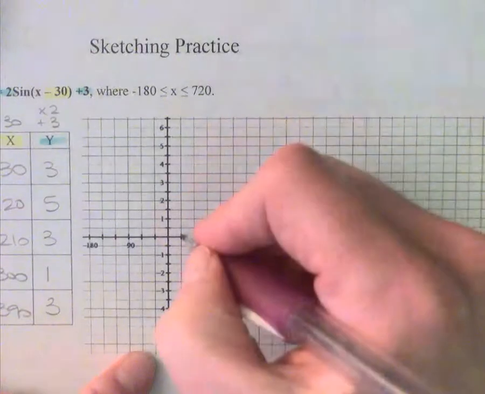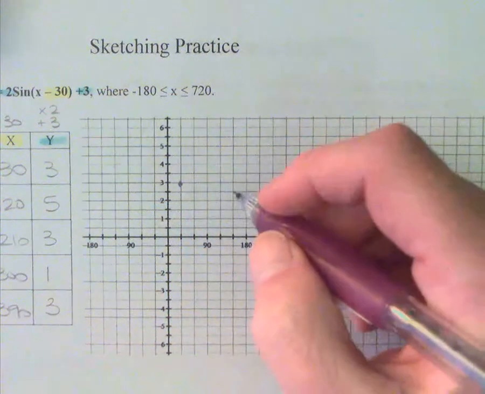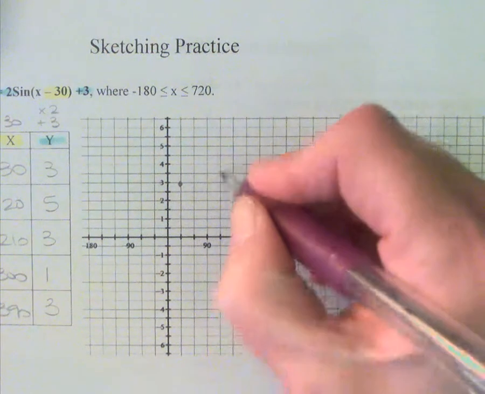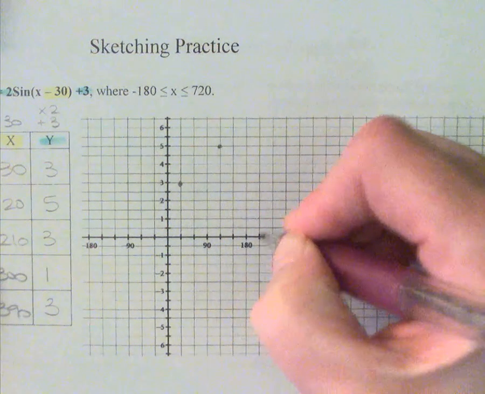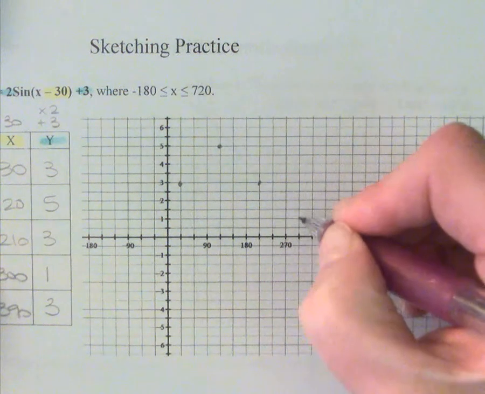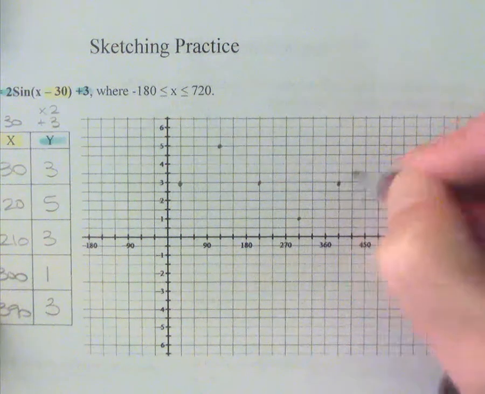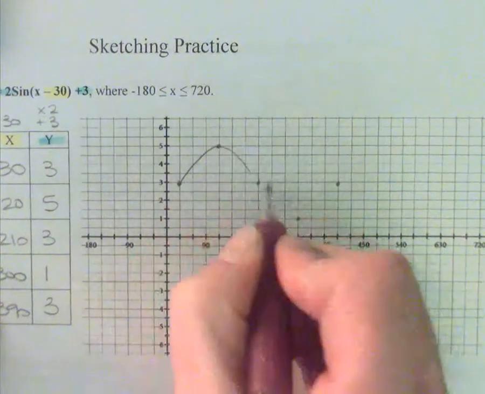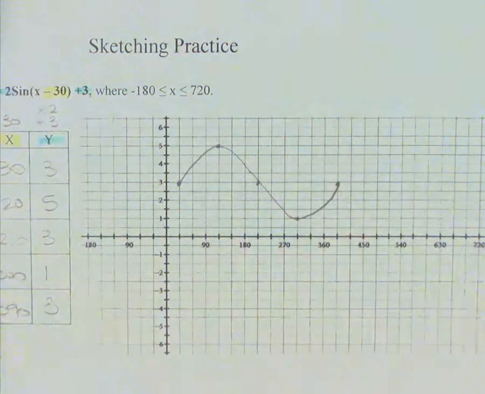So at 30, we're at 3. Then we go to 120, and that will be at 5. 210, 3, 300 will be 1, and 390 will be back up at 3. So there's the first cycle. I'm going to highlight that.